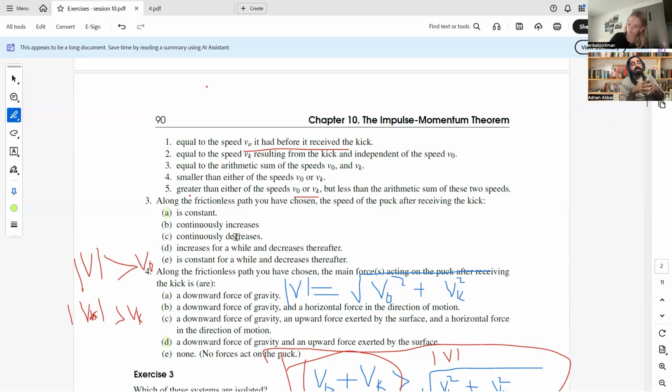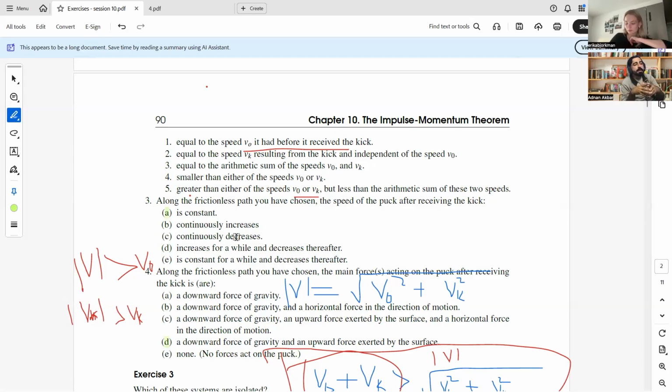The second option, B, is continuously increasing. How will it continuously increase, as we are not providing an initial push or any other force other than just a single kick? So it will not continuously increase. Continuously decreasing is also not possible because our surface is frictionless. If the energy is not dissipated by friction, then how will it continuously decrease? So it is not possible. Increase for a while and decrease thereafter: as increase is not possible and decrease is not possible, how can we say increase for a while, decrease thereafter? So it is wrong.